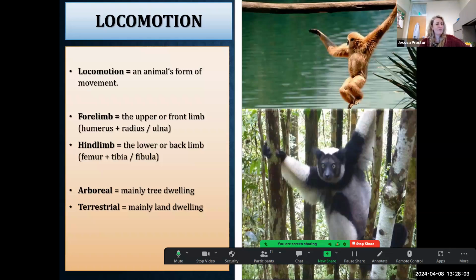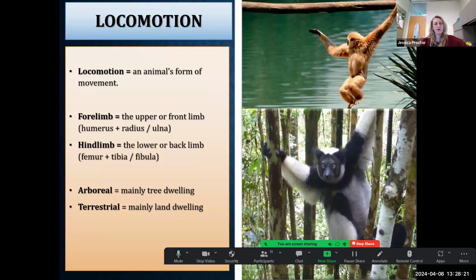And then the hind limb is your legs, or the lower or the back limb of your body. So your femur, which is the long bone in your thigh, and then the 2 bones in your lower leg, the tibia and the fibula. Tibia is your shin bone, and then the fibula is lateral to, or to the side of, your tibia.